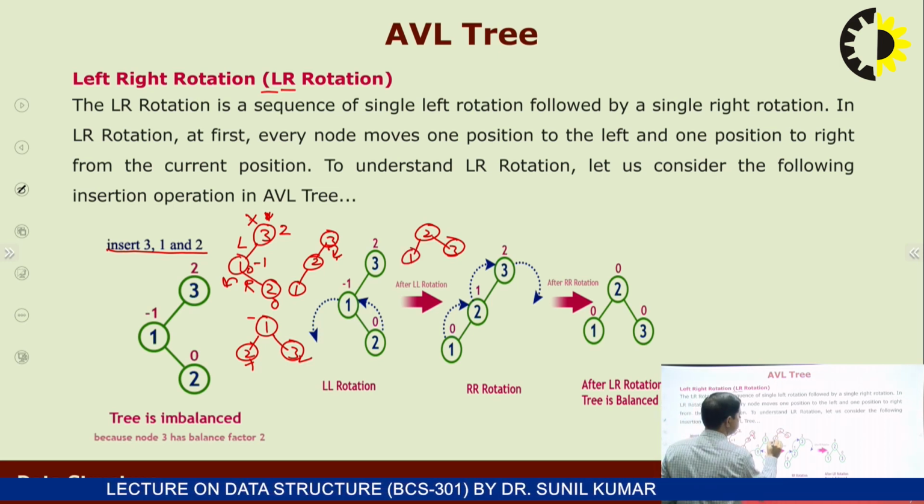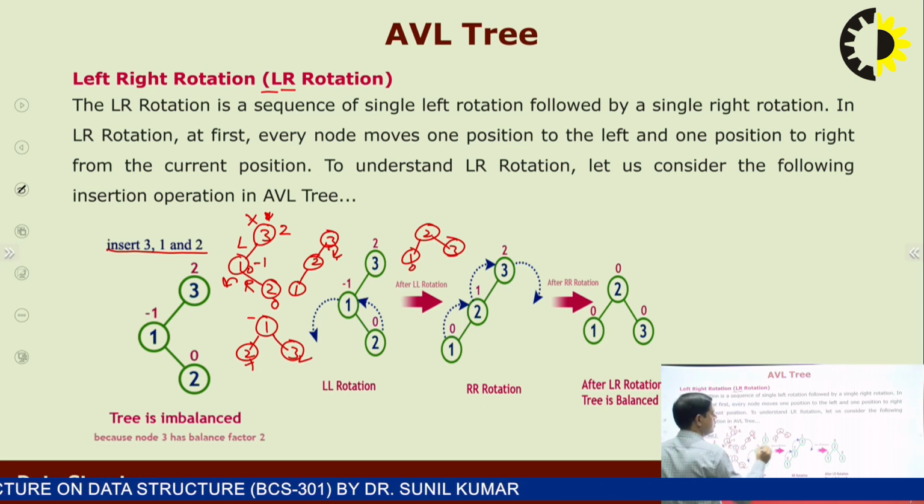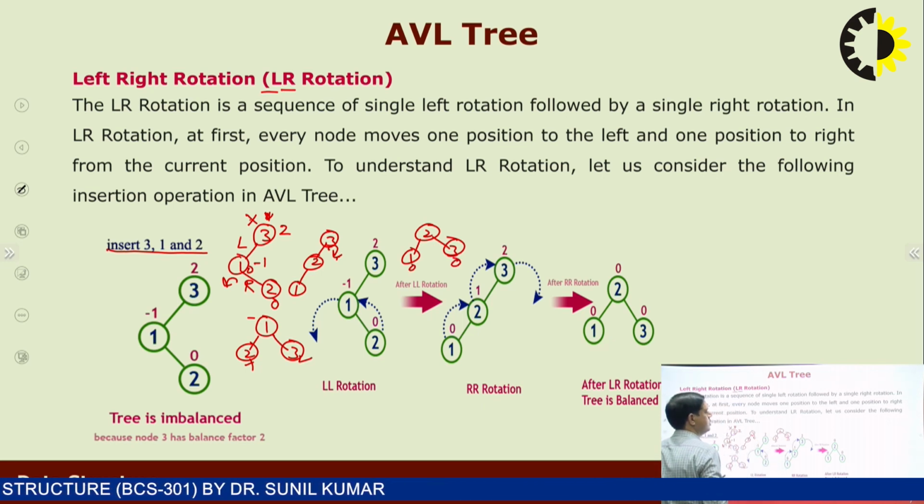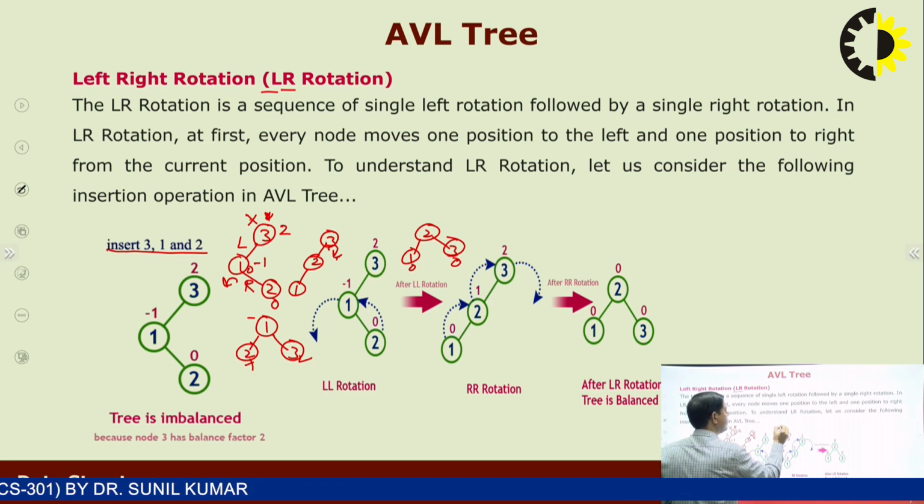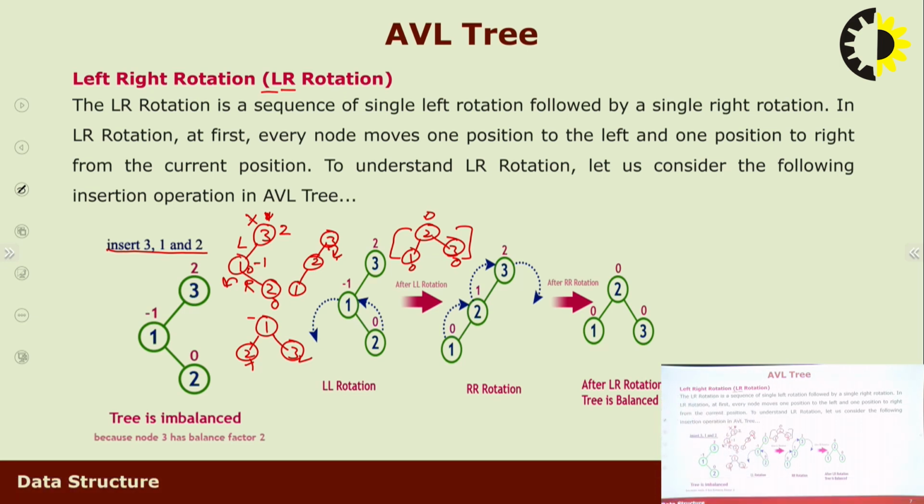How can we say that? The balancing factor of 1 is 0, the balancing factor of 3 is 0, and the balancing factor of 2 is also 0. That is the height of the left subtree and the height of the right subtree. The difference between these two is 0. 1 minus 1, that is 0. Now the tree is balanced.